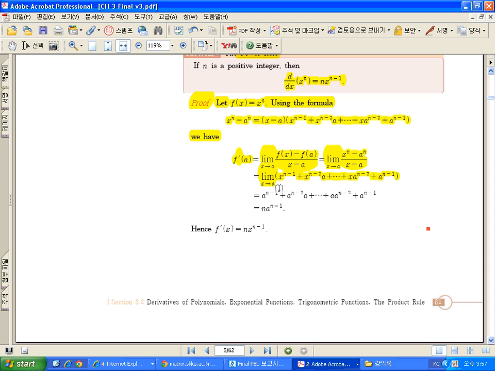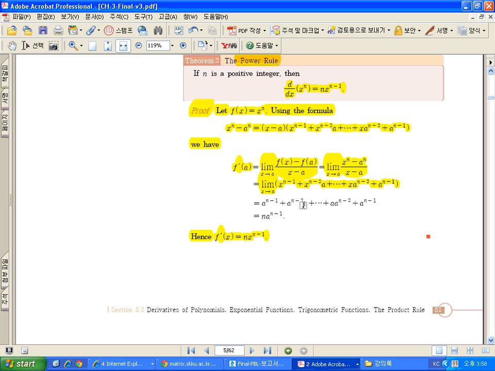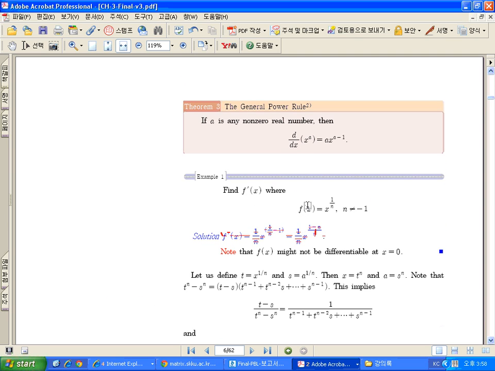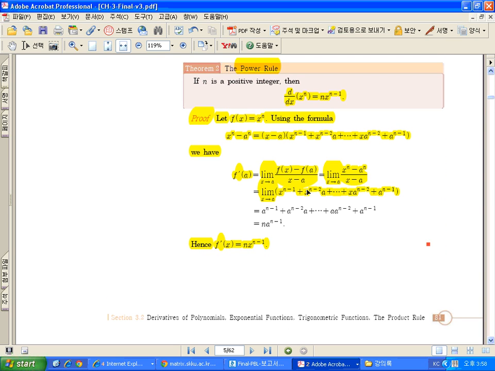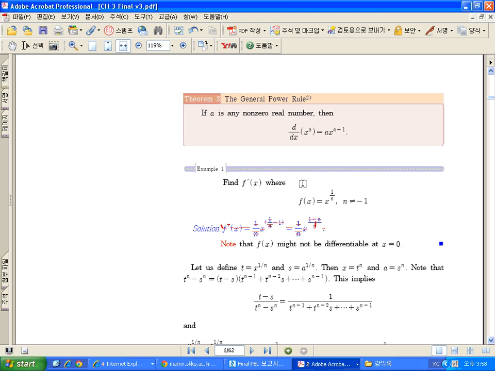When x goes to a, each of the terms becomes a to the n minus 1. So how many of them are there? There are n terms. So we have n times a to the n minus 1 here, which gives us this power rule. Okay? You must have learned this proof from the definition during the high school years.